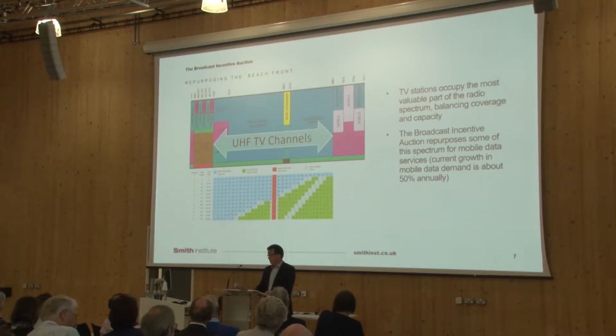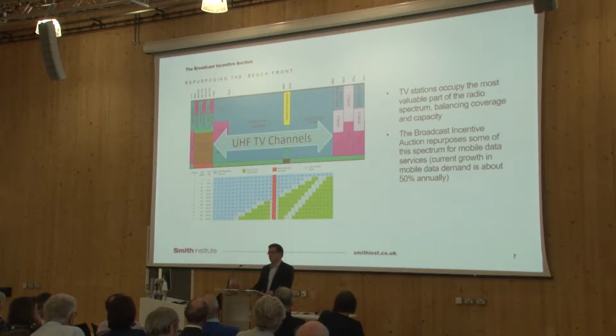What I've shown at the bottom of this slide are the possible outcomes of the broadcast incentive auction. The status quo is represented by the top line in the diagram. The light blue squares running all the way across represent continuing use of the whole band for TV. But there are also a range of possible other outcomes in which different amounts of spectrum are repurposed for mobile data. Those are represented by the green blocks in the lower parts of that diagram.